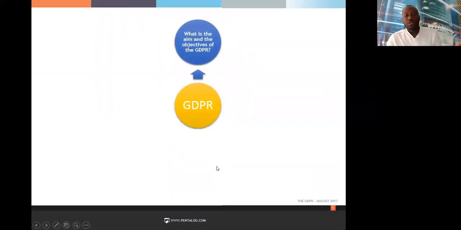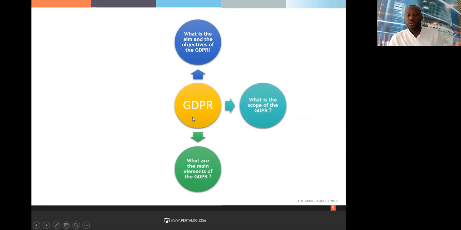Today we're going to see what the aim and the objective of the GDPR are, what the scope of the GDPR is, what the main elements of the GDPR are, and how to be compliant with the GDPR. So let's start.